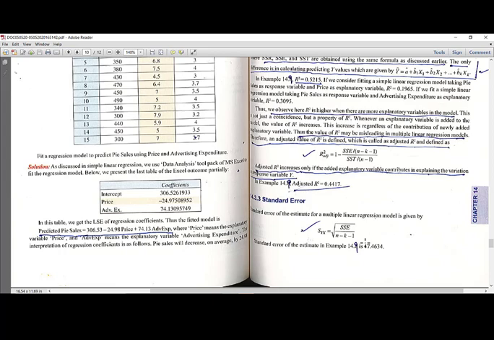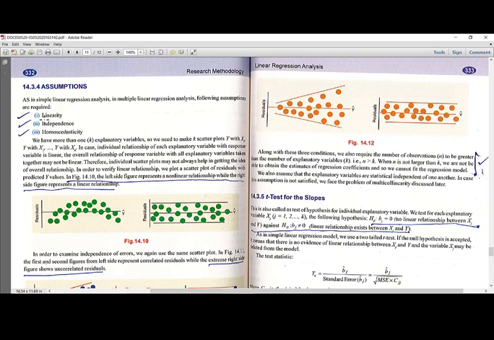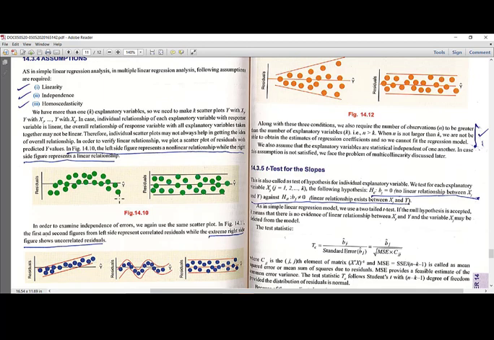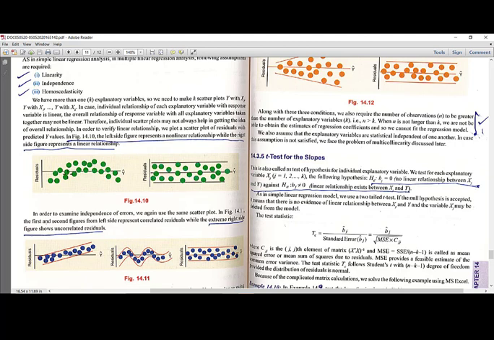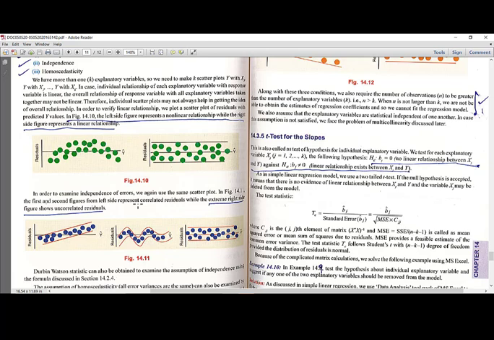Now coming to our assumptions: linearity, independence and homoscedasticity. We can observe here, in figure 14.10, the left side figure represents a nonlinear relationship, while the right side figure represents a linear relationship. Residuals are marked along the y-axis. And in order to examine the independence of errors, we again use the same scatter plot. In figure 14.11, the first and the second figures represent correlated residuals, while the extreme right side figure shows uncorrelated residuals.